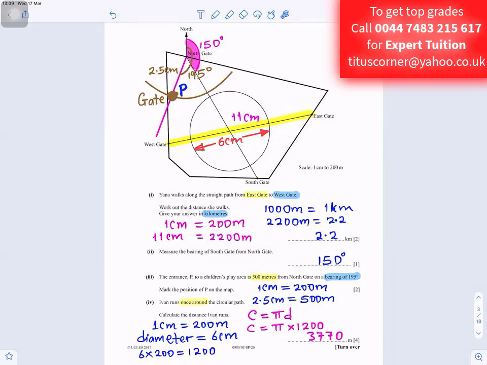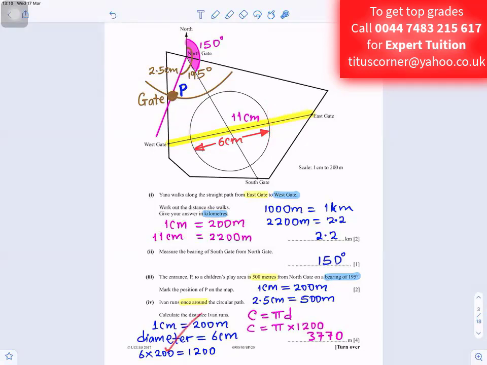Part 4, Ivan runs once around the circular path. Calculate the distance Ivan runs. It's a circular path, so the circumference is pi times the diameter. Measure the diameter, you get 6 centimeters. So 1 centimeter is 200 meters, and the diameter is 6 centimeters when we measure it. We measure the diameter from one end to the other end of that circular path.